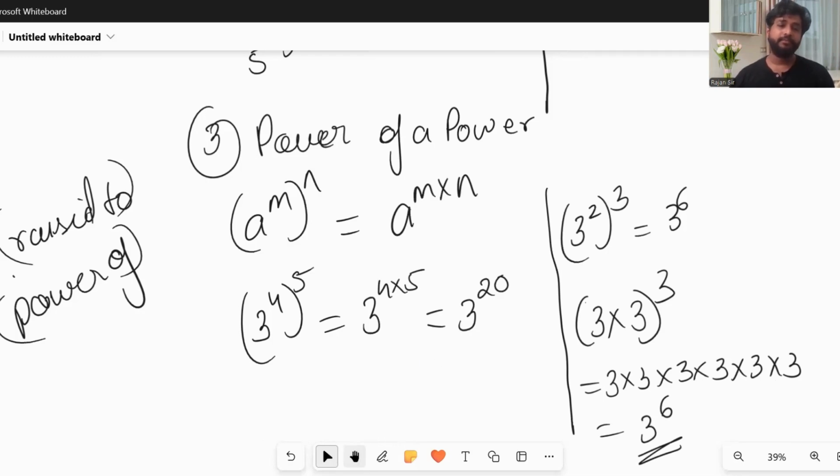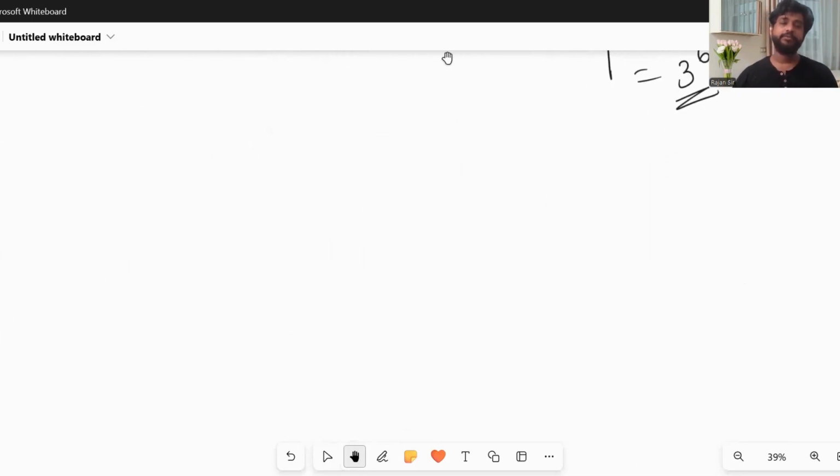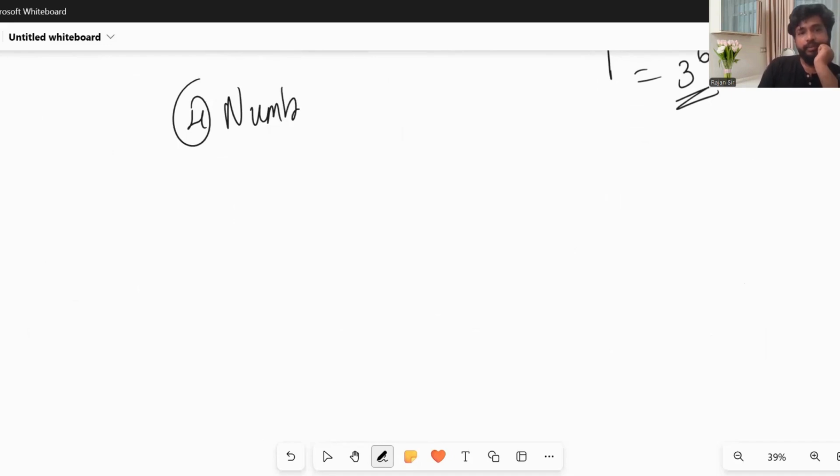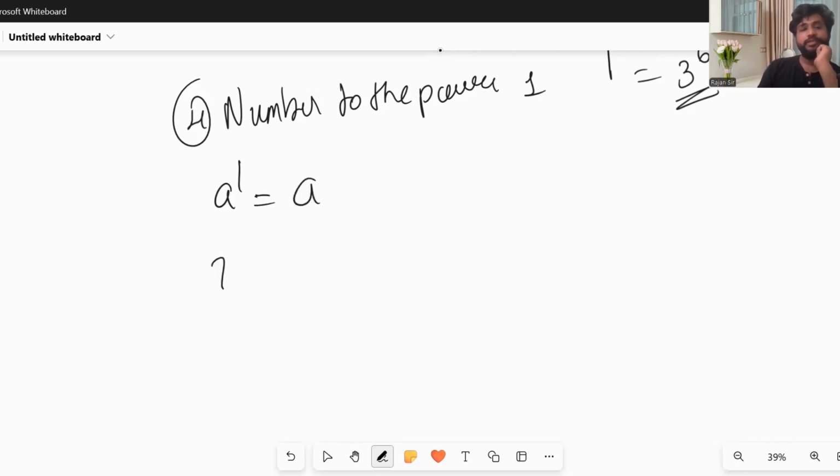Now there are some basic rules as well. A number raised to 1, or base raised to 1, number to the power 1. So if I write a raised to 1, it is a. If I say 7 raised to 1, it is 7. Generally, people don't write 1. You'll never get a question with something raised to the power 1. So we know that the power is 1.